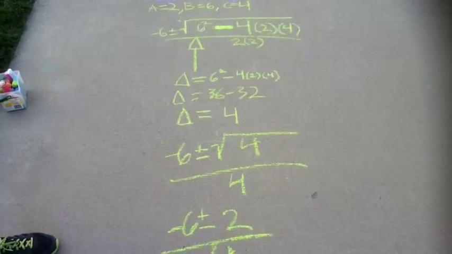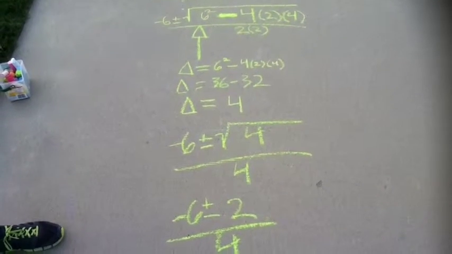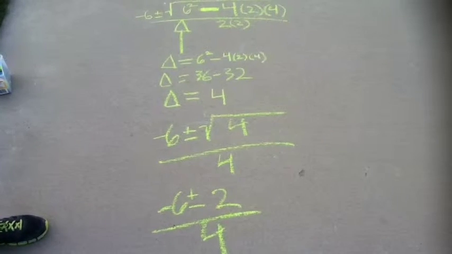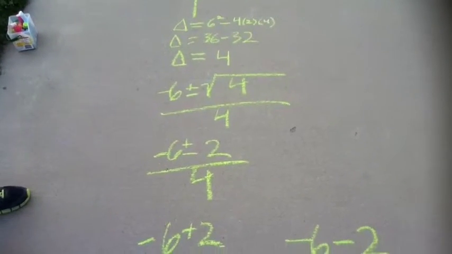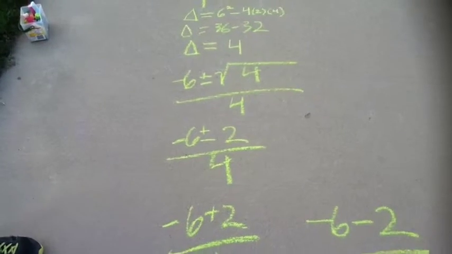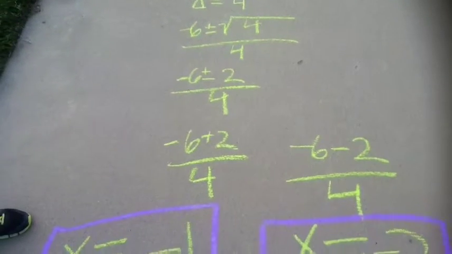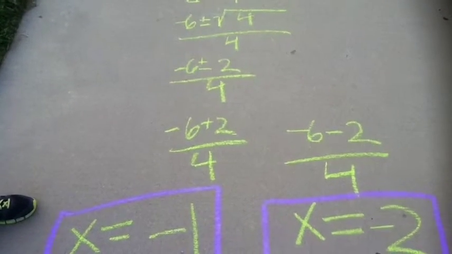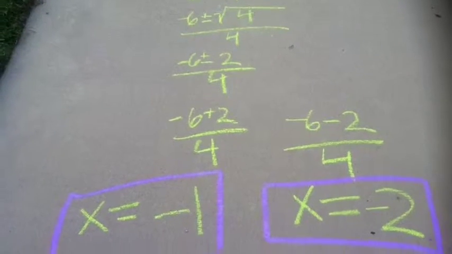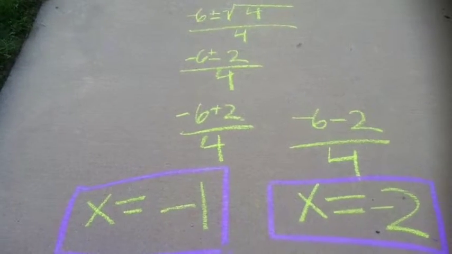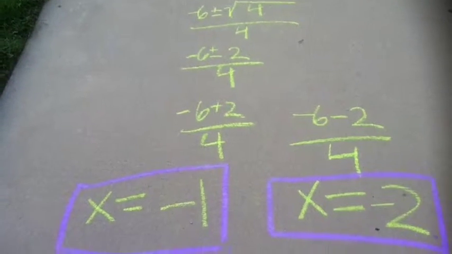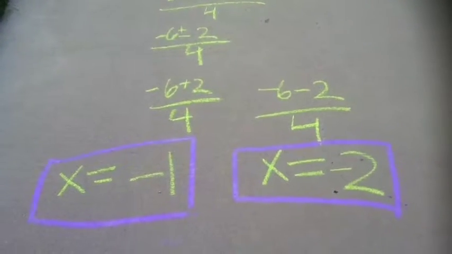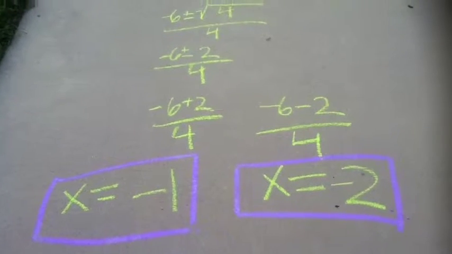And we pulled out the discriminant, which is 6 squared minus 4 times 2 times 4, which ends up being 36 minus 32, which is 4. So we put it back into the equation as negative 6 plus or minus the square root of 4 over 4. And then it became negative 6 plus or minus 2, because the square root of 4 is 2.